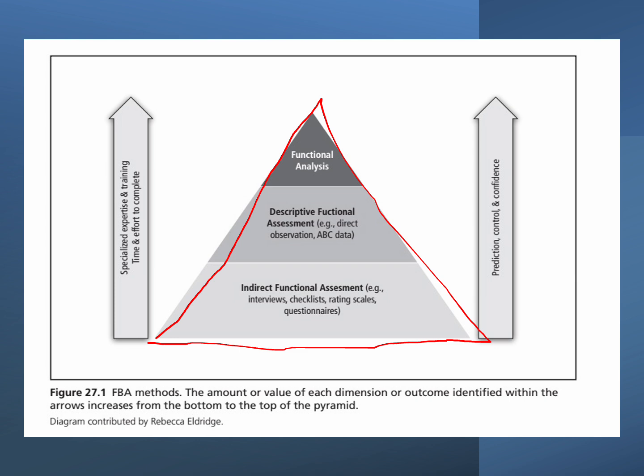And then again, the further up we go through the pyramid, the more time and effort it takes to complete each of these. So an interview you can get done in a relatively short amount of time. Whereas the observations, you might have to go to the client's school, to the client's home setting, or to their workplace, across multiple days to be able to complete your analysis. And then the functional analysis will definitely be something that you could conduct across multiple days, depending on.